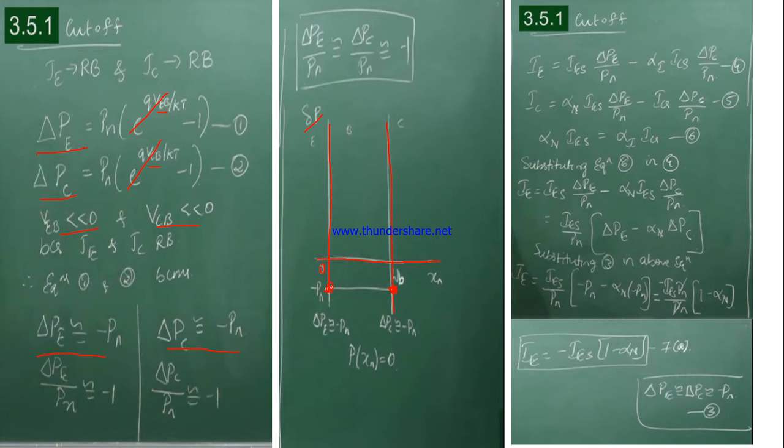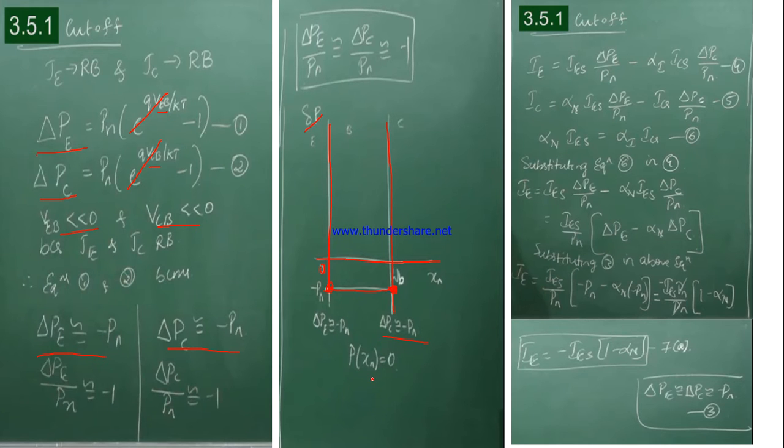So if we join these two lines, that will be the hole concentration at the emitter side and hole concentration at the collector side when both are reverse biased. So you are getting to know why we got minus Pn here and minus Pn here based on this equation. Because both junctions are reverse biased, we can neglect the exponential term. The left out part is minus Pn. Minus Pn will be below this 0 point. That is nothing but delta PE equals minus Pn and delta PC equals minus Pn.